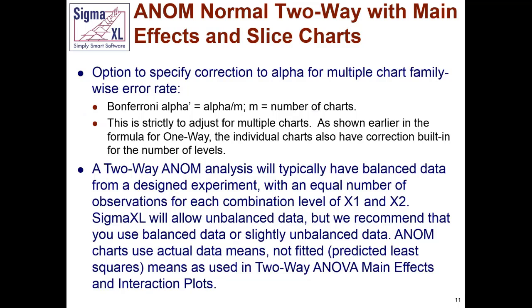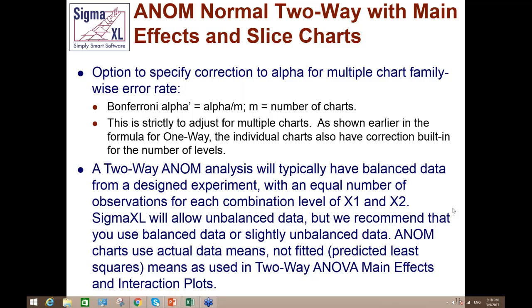Also, you have an option to adjust the familywise error rate. That's a checkbox, so depending on the number of charts, we'll have an adjustment. It's important to realize that when we specify the alpha, that is the alpha for a given, individual chart. If we start creating multiple charts, then you might want to adjust for the fact that you have multiple charts, and that's a Bonferroni. So basically, if I have two charts, alpha will be divided by 2. So instead of 0.05, it'll be 0.025.